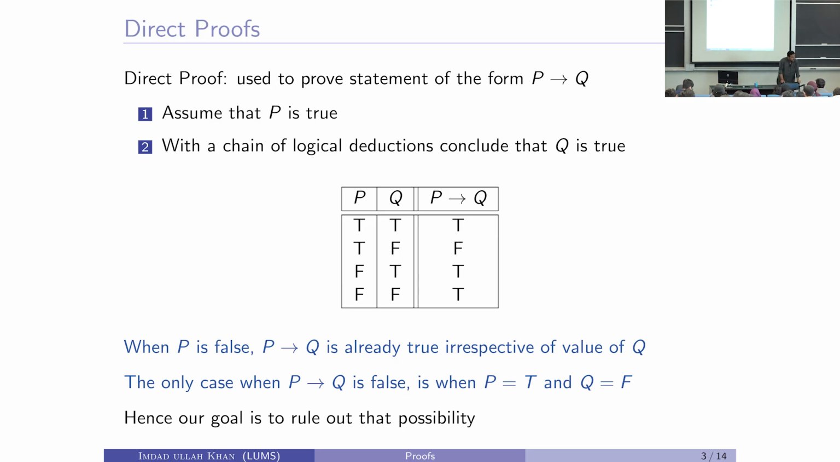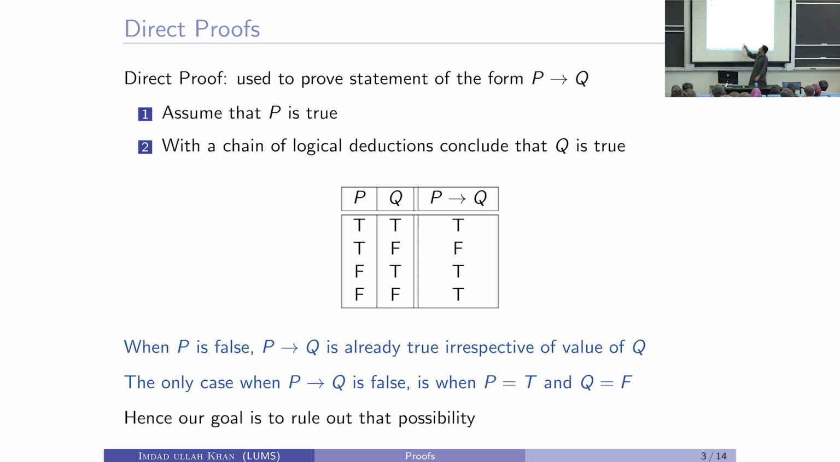Doesn't it depend on the value of Q? Irrespective of the value of Q, when P is false, P implies Q is true. The last 2 rows tell me that. The only case where it becomes interesting, where there could be a problem, is when P is true, because then if Q is false, P implies Q could be false. So in a direct proof, I assume P is true, and from that I deduce that Q is also true, meaning I exclude the possibility.